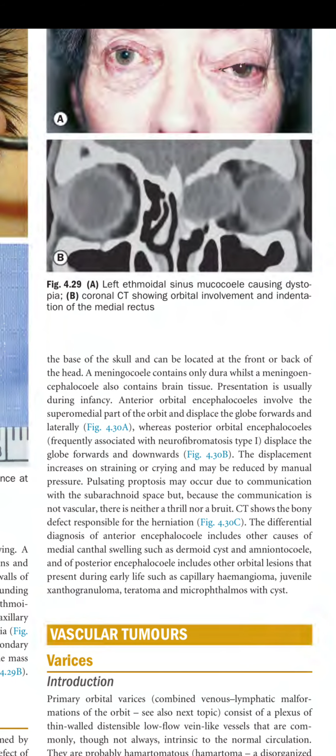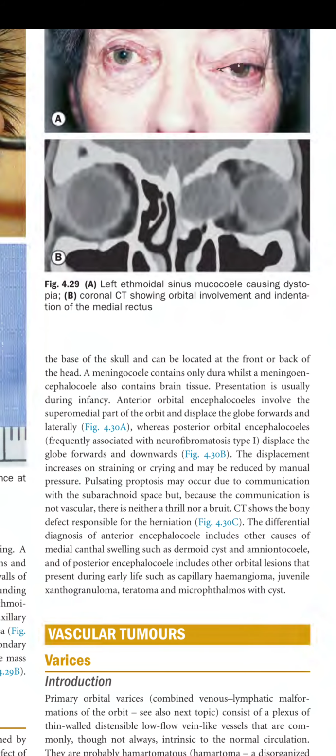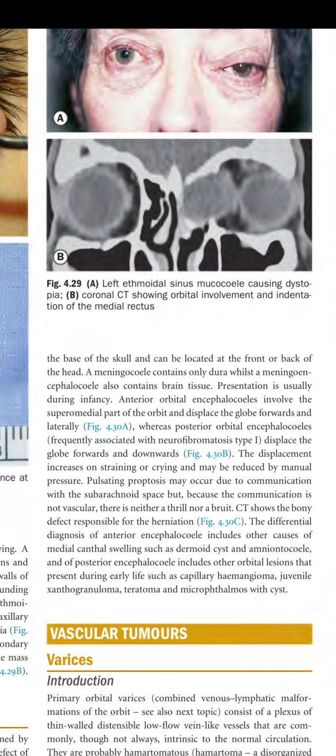Anterior orbital encephalocele involves the supromedial part of the orbit and displaces the globe forward and laterally, whereas posterior orbital encephalocele, frequently associated with neurofibromatosis type 1, displaces the globe forward and downward. The displacement increases on straining or crying and may be reduced by manual pressure. Pulsating proptosis may occur due to the communication with the subarachnoid space, but because the communication is not vascular, there is neither thrill nor bruit. CT scan shows the bony defect responsible for the herniation.